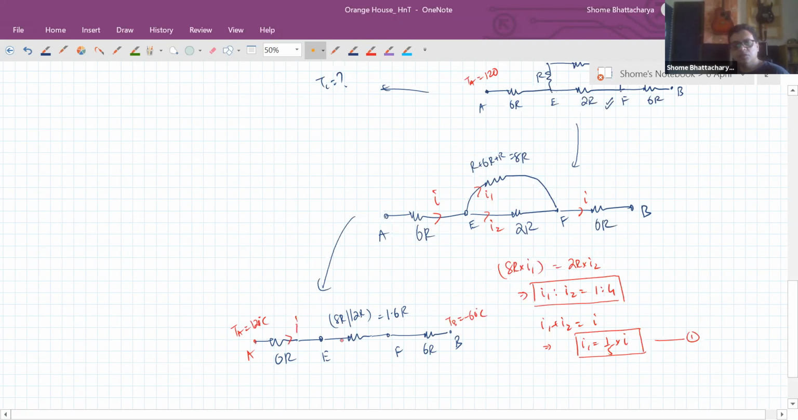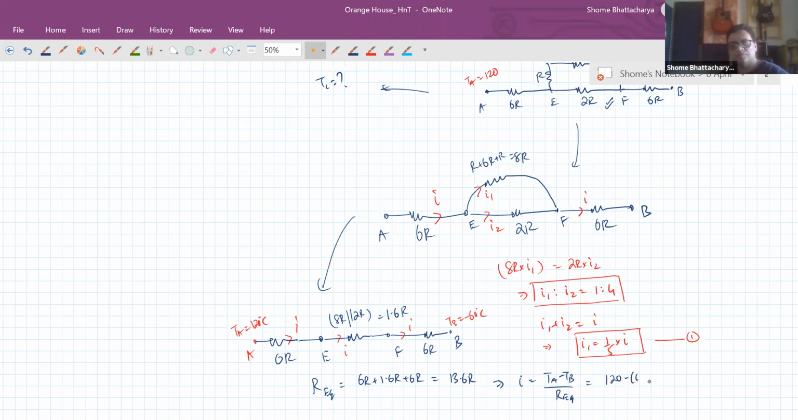So now we can first of all see that this current I, okay, so the equivalent resistance across AB becomes 6R plus 1.6R plus 6R, so 13.6R. Okay. So the current I will become TA minus TB divided by equivalent resistance. So 120 minus 60 divided by 13.6R. So 180 divided by 13.6R.